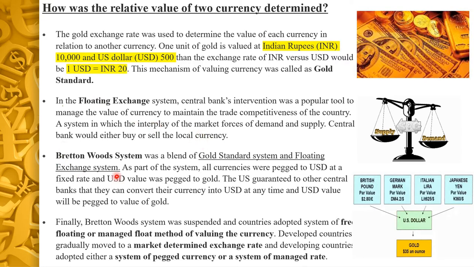Now, during 1944 to 1971, countries adopted a system called Bretton Woods system. This scheme was a hybrid between gold standard and floating exchange rate system. So here both the market forces and gold had a role to play. As a part of this system, all currencies were pegged to USD and USD in turn was pegged to gold. The US guaranteed to other central banks that they have the ease of converting their currency into USD at any point of time, and the value of USD would be pegged to the value of gold. With adoption of this system, USD became the dominant currency of the world.